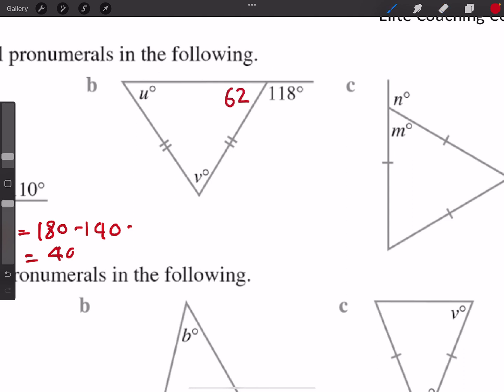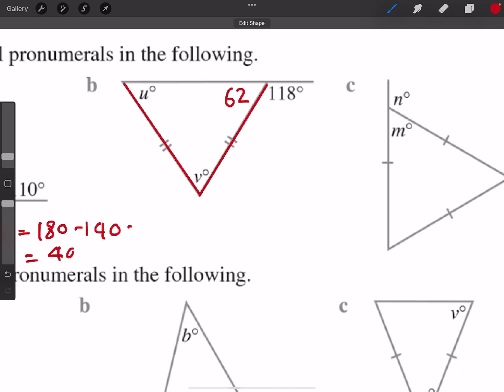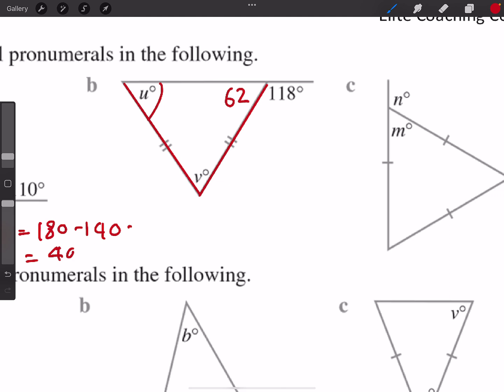Now this is an isosceles triangle. You can tell that because these two sides of the triangle are equal. They've got the two dashes marked on them. So therefore, these two angles must be equal. So therefore, U is equal to 62.